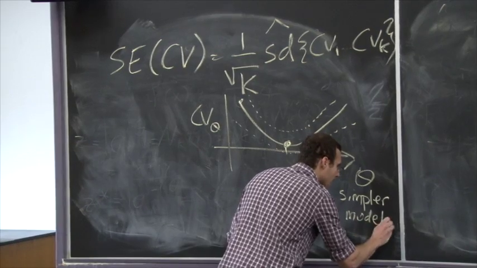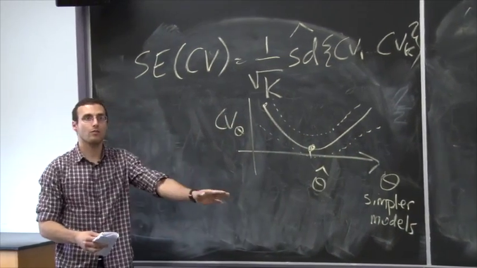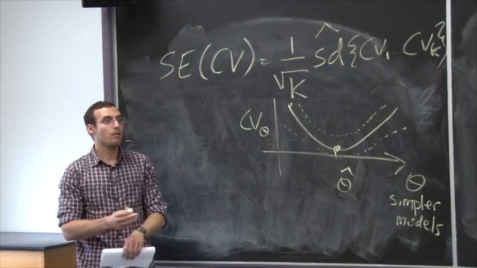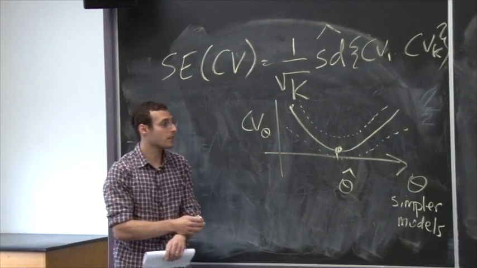So in the case of k-NN, if theta is k, then that's true, right? The bigger k is, the less complex it is, at least in terms of degrees of freedom. We know that.